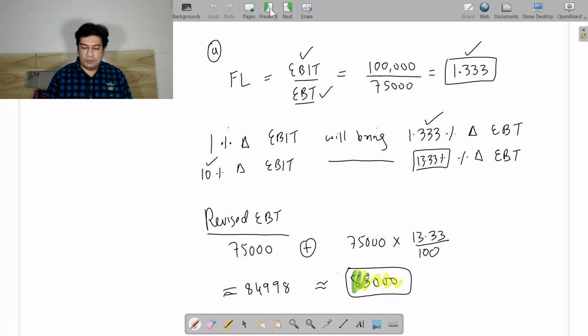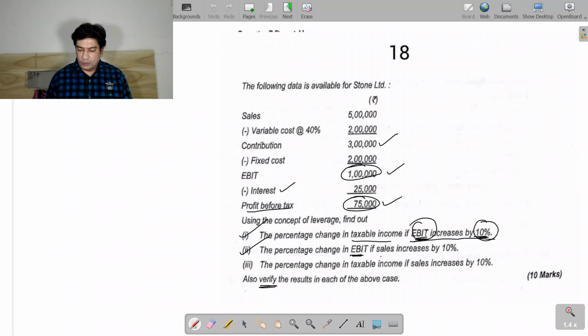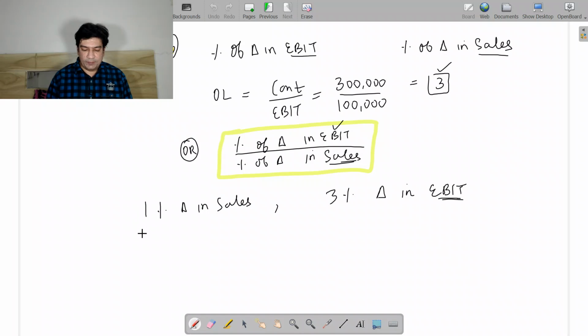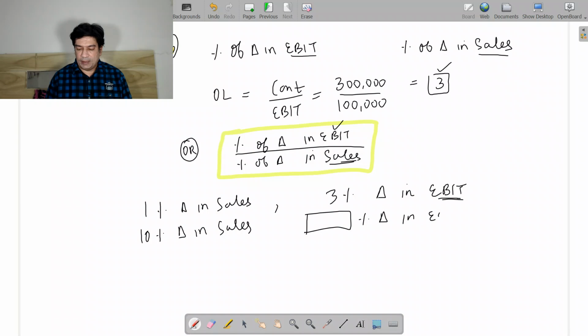Now how much there is change? So your sales have increased by 10%. There is 10% change in sales. So how much percent change in EBIT, right? It's but obvious, if your sales are going to rise, your EBIT is also going to rise. So 10 multiplied by 3 divided by 1. So 10 into 3 is 30. So 30% there will be rise in my EBIT. So my revised EBIT will be 30% more.